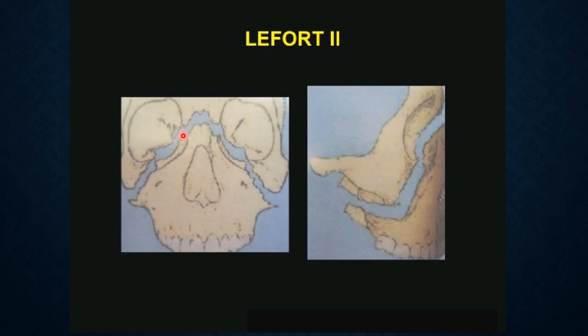Here you see this medial to the zygomatico-maxillary suture line, and involving the medial wall of the orbit and the nasal bones, but below the frontonasal suture.